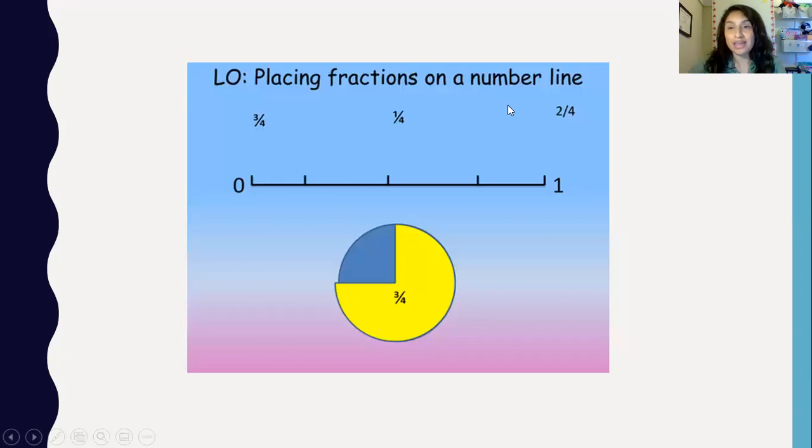I want you to go ahead and grab a pencil and a paper right now. I want you to draw a number line. I want you to go ahead and place the following fractions on a number line: 3/4, 1/4, and 2/4. Ready? Put pause on the video, and when you're ready to show me your answers, you're going to hit play. Go ahead and do that now.